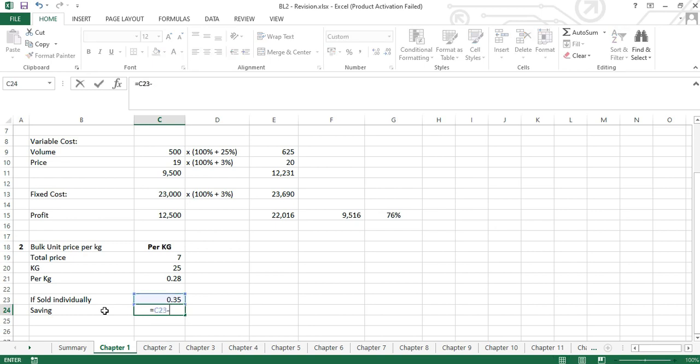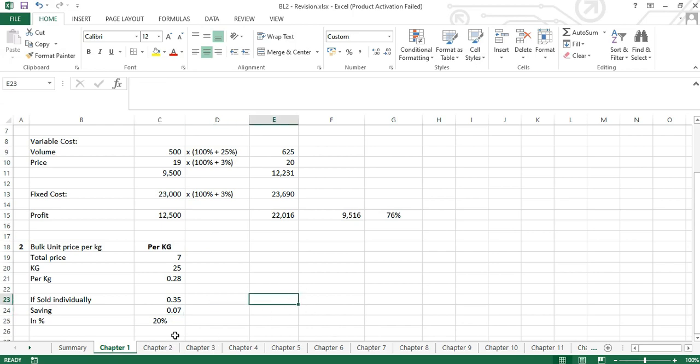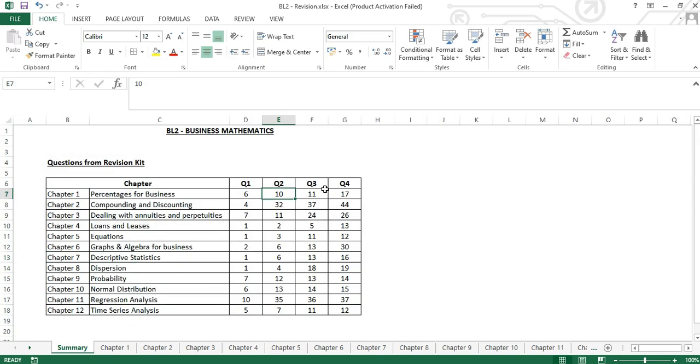So the difference, if you take, it's 0.07. That in percentage will be the saving divided by the original price, which is 0.35, which gives us 20% as the answer. Okay. So let's go to the third question. Question 11.